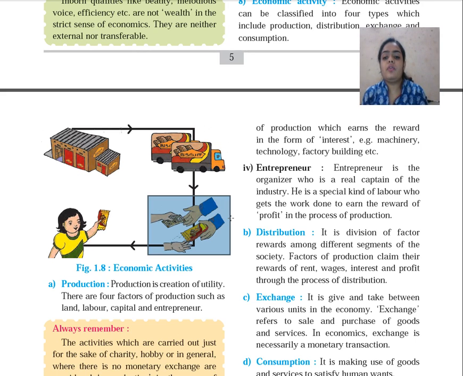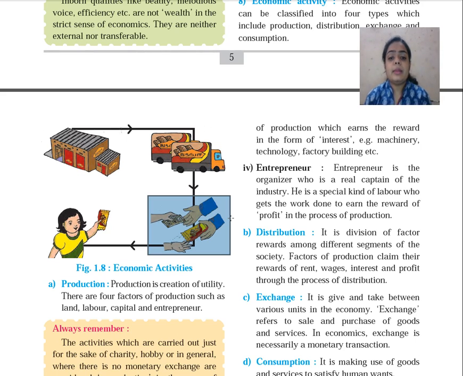He is a special kind of labor who gets the work done to earn the reward of profit in the process of production. When he produces goods and sells them above his cost, what remains in return for him is his profit. For example, if he is producing a good for which his production cost is 90 rupees, he shall sell the product for 100 rupees, in which he is earning 10 rupees as his own profit, because he has used his special skills, he has used his labor, he has paid everyone, and so in return he shall be getting profit.